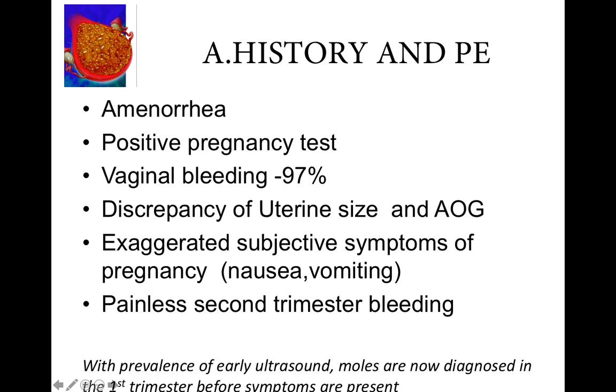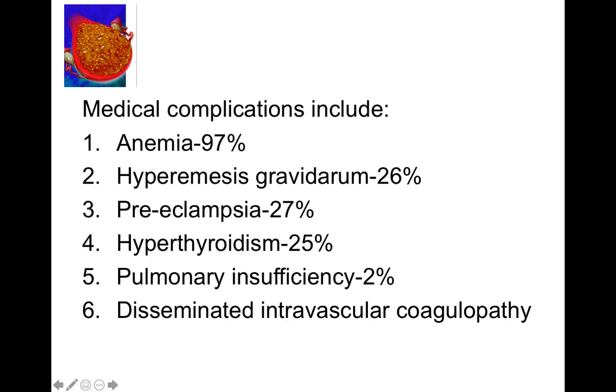A markedly elevated beta HCG produced by your proliferating syncytial trophoblast would lead to hyperemesis gravidarum in 26% of cases, preeclampsia in 27% of cases, hyperthyroidism in 25% of cases, but they usually become clinically significant in only 2 to 7% of patients. Hyperthyroidism is believed to be due to cross-stimulation of your thyroid-stimulating hormone receptor with your HCG.